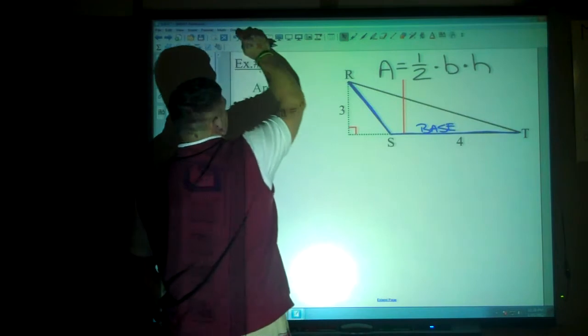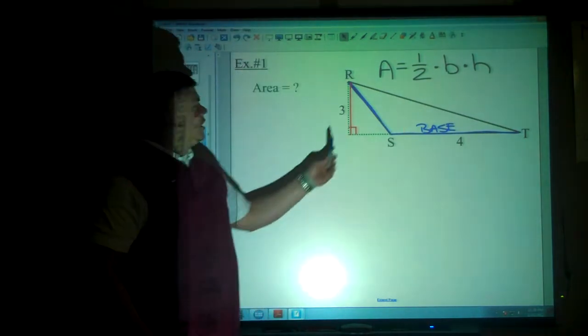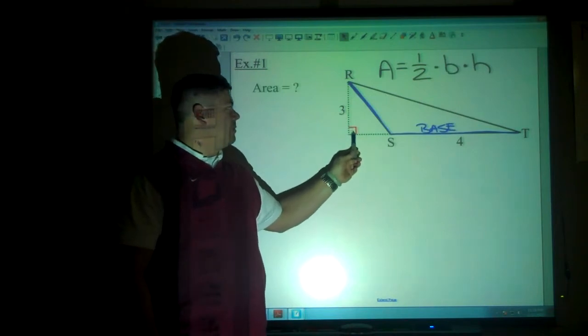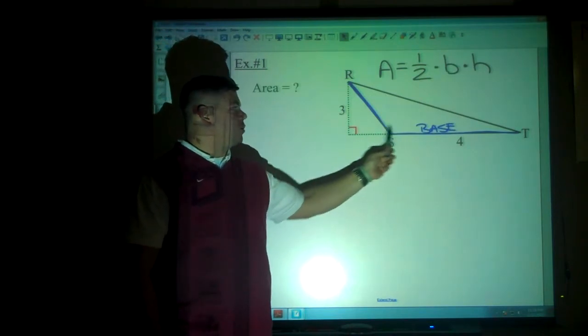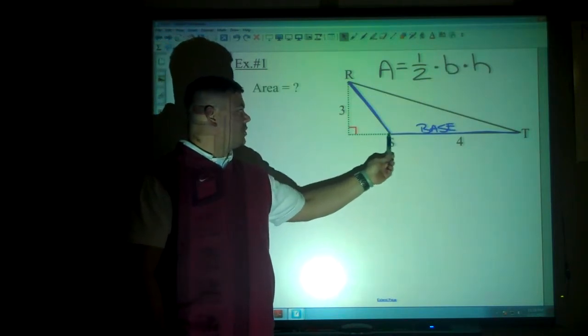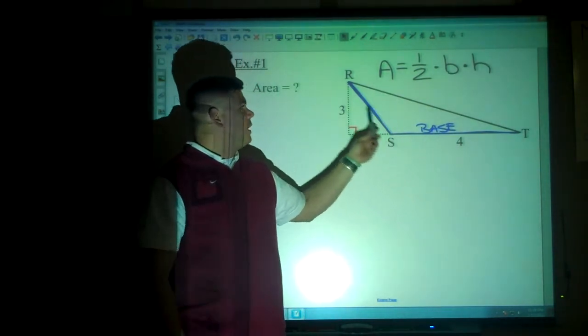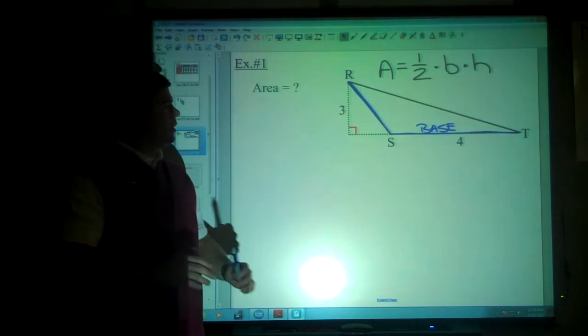So it's really important that you understand you're looking for the height of this triangle, which means it has to come in at 90. It must form a 90-degree angle with where the base would be. I don't care about this little section here. I'm not going to add that on to the 4. The base is still 4. The height is 3. And that's really important.